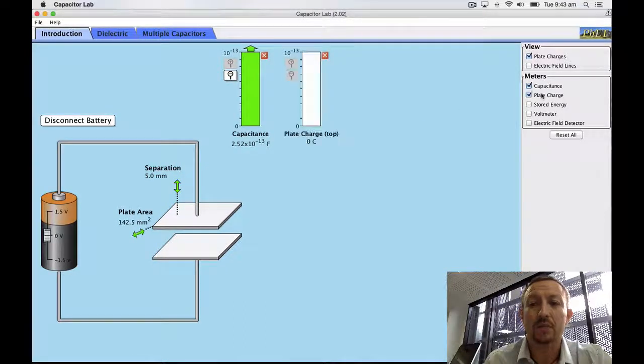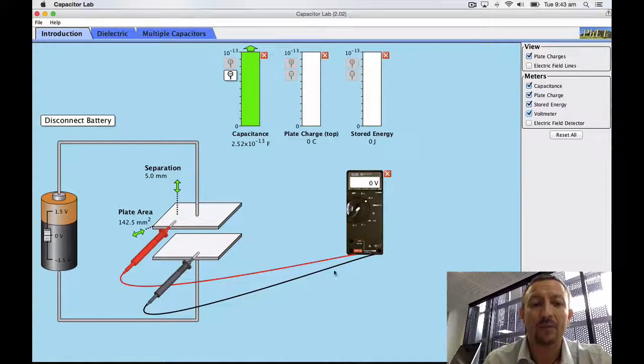Okay, so what else can we look at? Well, we can also look at our plate charges, and the charges which are going to be set up. Once we set up our plates, we can look at the amount of energy which is stored between the plates, and we can also add a voltmeter. The voltmeter will look at the voltage across each of the plates, or the potential difference across the plates. If you remember, Q equals capacitance times voltage, we can use this to ascertain what's going on and calculate the amount of charge.